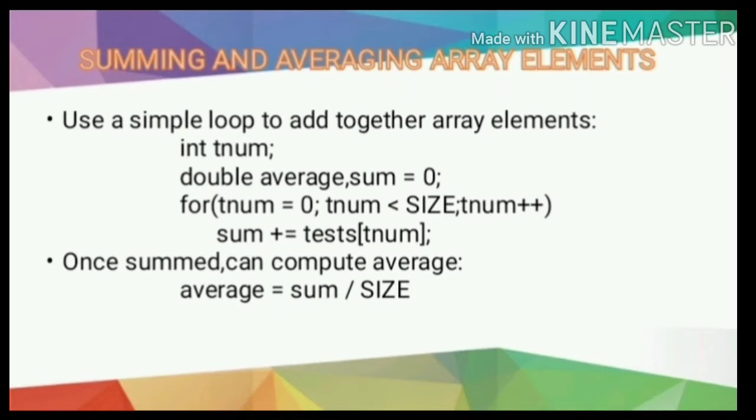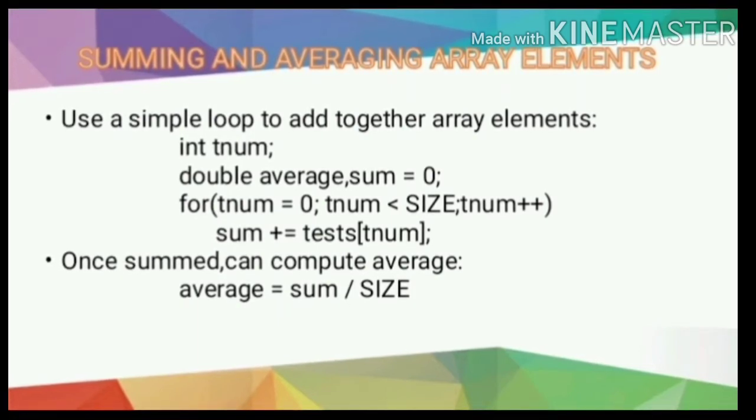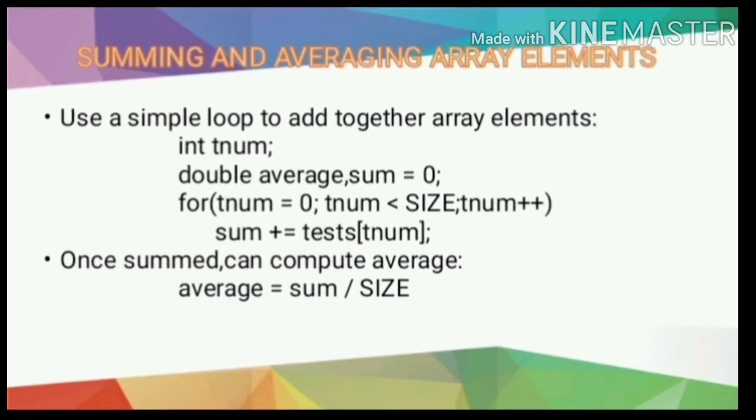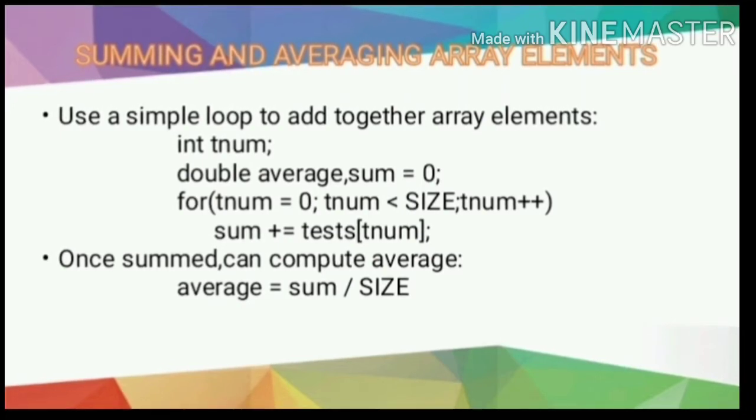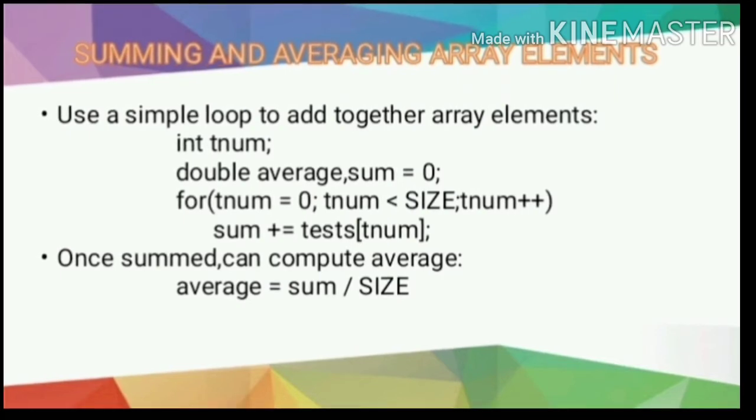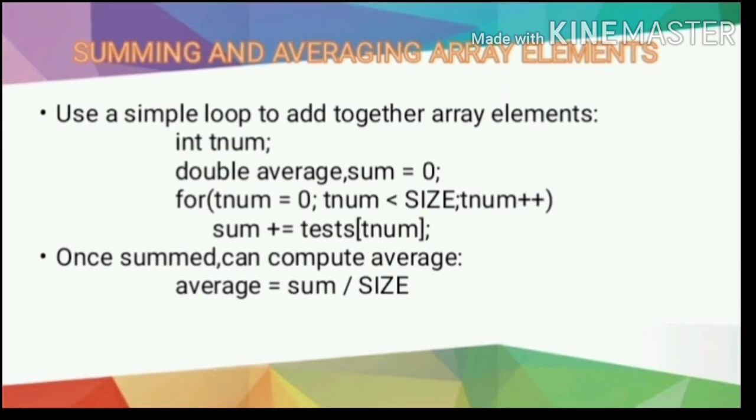Summing and averaging array elements. Use a simple loop to add together array elements. int tnum; double average, sum = 0; for tnum = 0, tnum less than size, tnum plus plus, sum plus equals test[tnum]. Once we have the sum, we can compute the average. Average equals sum slash size.